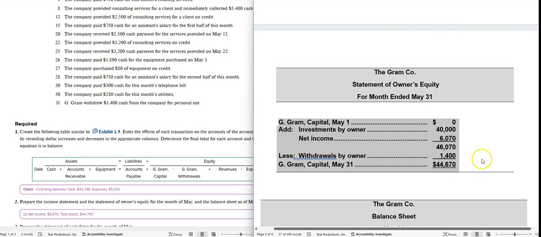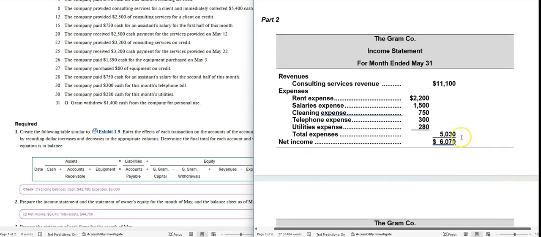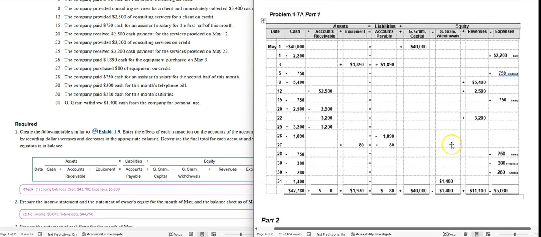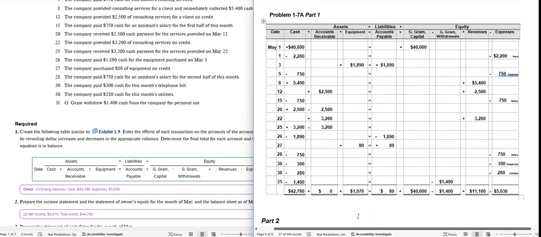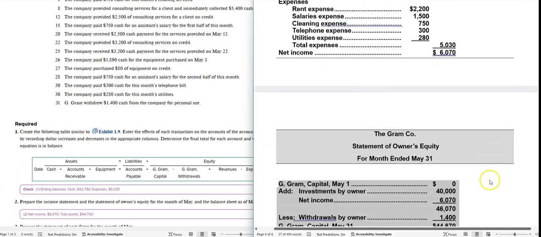All right, so the owner's super happy. The owner's equity increased up to $44,670. The value of the company, the owner, has gone up quite a bit during the month. The company was profitable. Now the owner says, how is the company positioned financially overall? And that's what the balance sheet is going to report. It is going to take all assets, all liabilities, and the ending owner's equity, ending owner's capital.